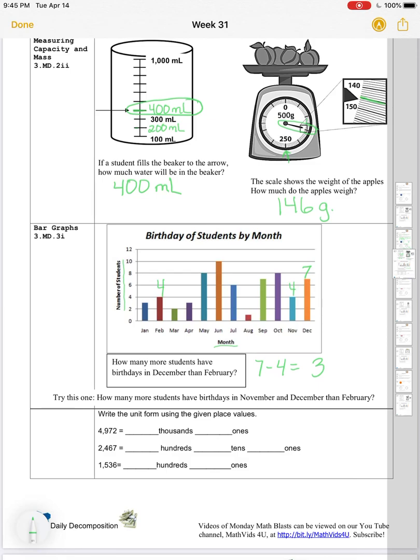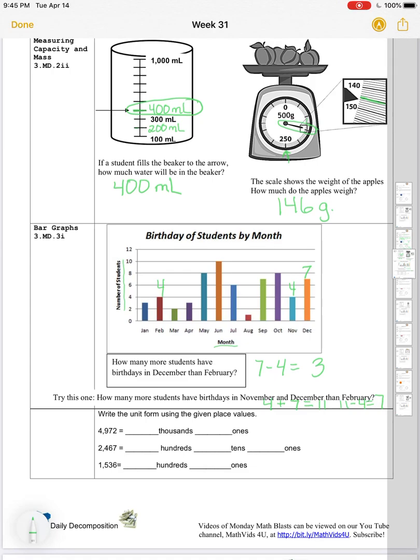The November bar goes up to 4 students. So if the question is how many more students have birthdays in November and December, now I'm going to add November, which was 4, and December, which was 7, and that's equal to 11 students. And there were 4 students who had birthdays in February. So I would want to take 11 and subtract 4. And so 7 students, there would be 7 more students who had birthdays in November and December than February.